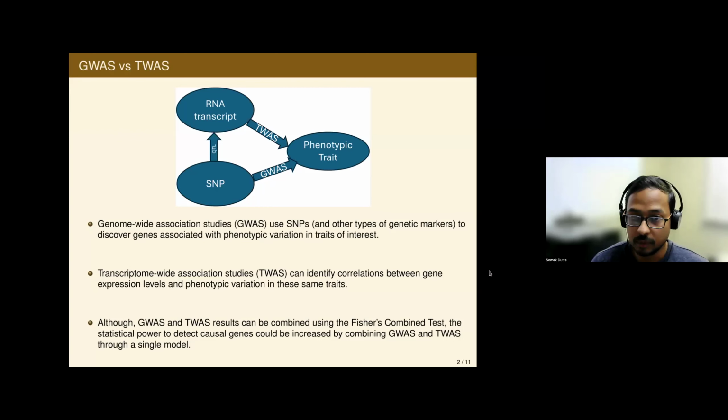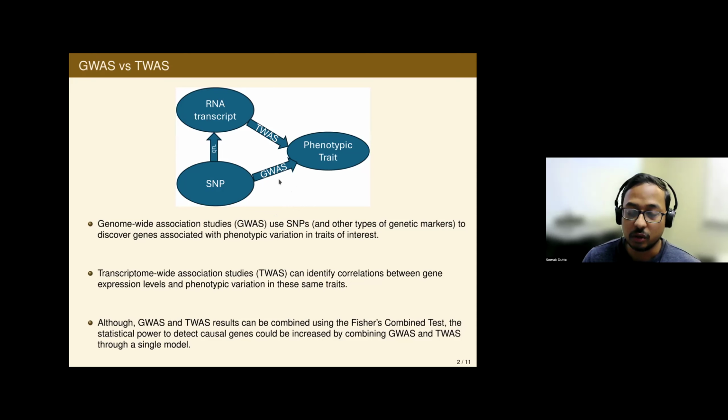So generally in modern problems, we have phenotypic traits, and we also have SNP data associated with those lines or varieties, and we have RNA transcript or gene expression data. Now we can do a GWAS, which is basically a regression of the phenotypic traits on the SNPs, or we can do a TWAS, transcriptome-wide association studies, where we regress the phenotypic traits on the RNA transcripts. And a regression of the RNA transcripts or gene expressions on SNPs provides us with QTL mapping. Now, QTL mapping is not part of the workshop today. We will focus mostly on the GWAS and TWAS analysis.